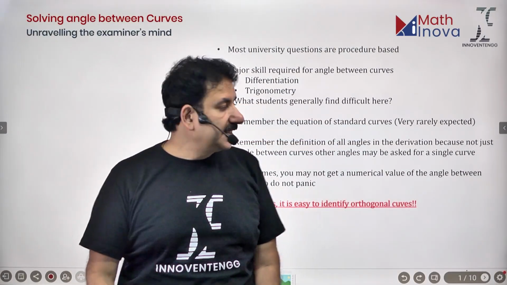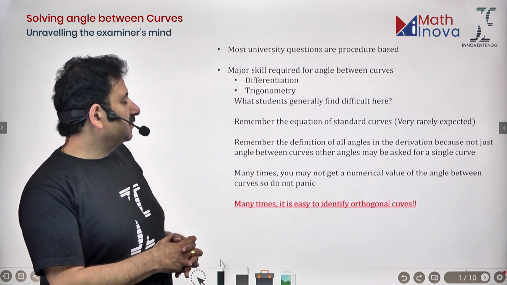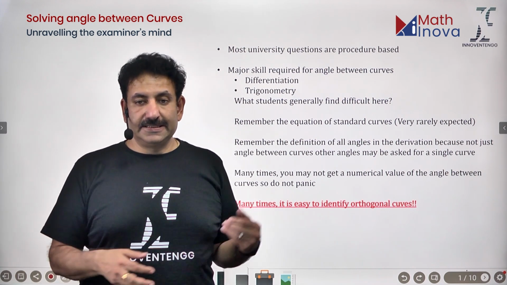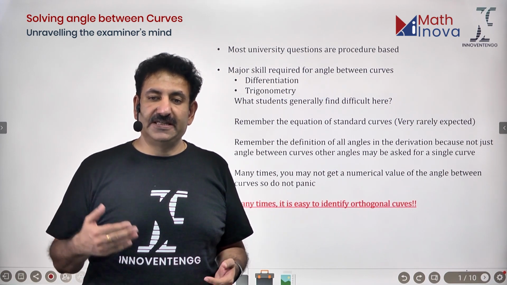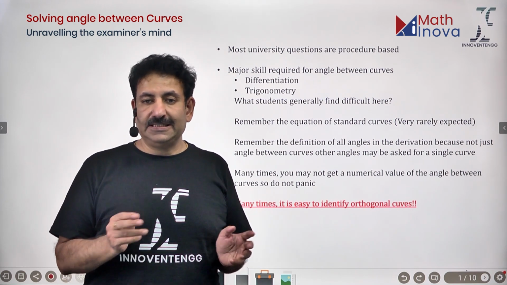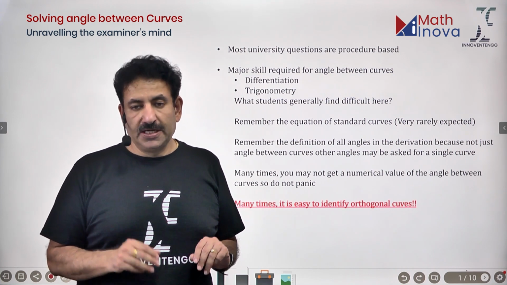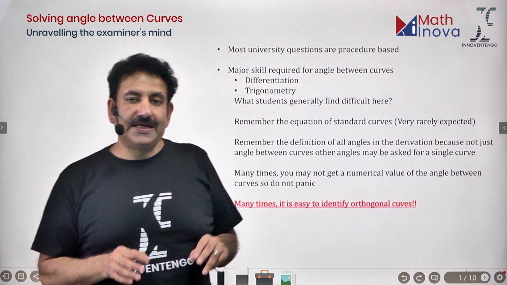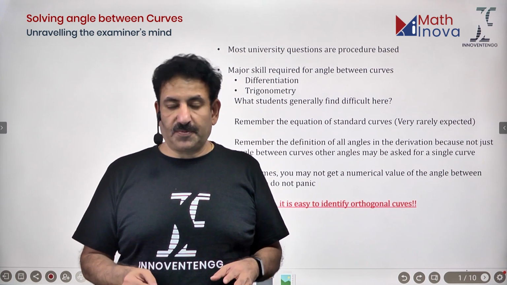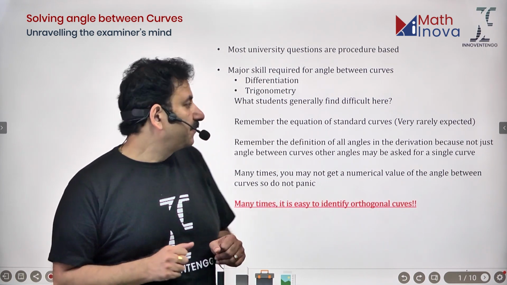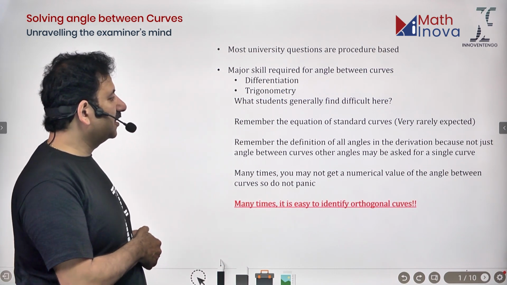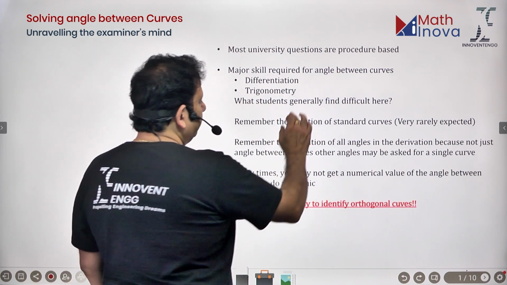Now let's try and look at the examiner's mind. If you're sitting this particular topic in an examination, I'm talking about angle between the radius vector and the tangent, and of course angle between curves. If you look at the typical university problems, most of the problems focus on finding the angle between the two curves. And the skill you require is the ability to differentiate.